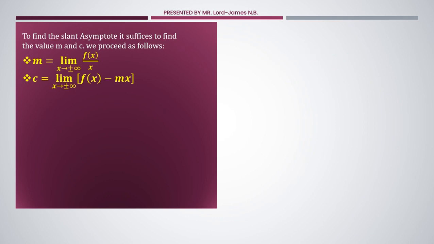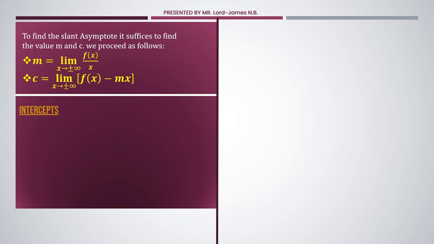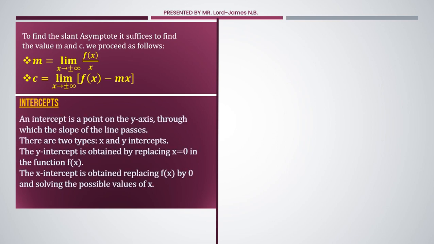Now let's proceed to the lesson. The next thing we are going to see are the intercepts. So what is an intercept? An intercept is a point on an axis through which the line passes. There are two types of intercepts, the x and the y intercepts. The y-intercept is obtained by replacing x with 0 in the function f of x, and the x-intercept is obtained by replacing f of x with 0 and solving for the possible values of x.